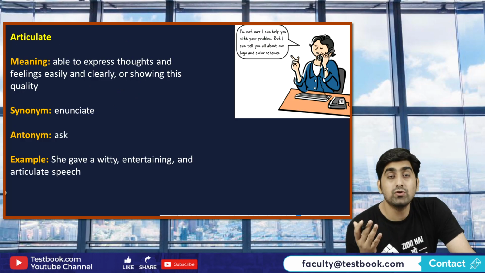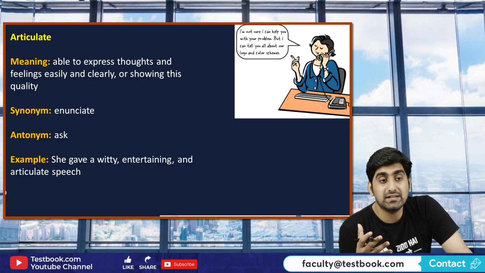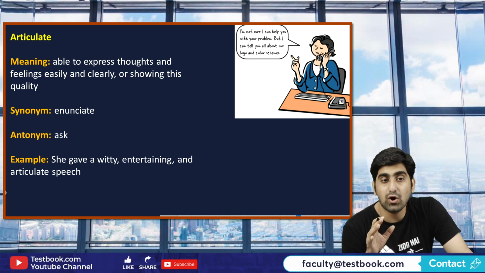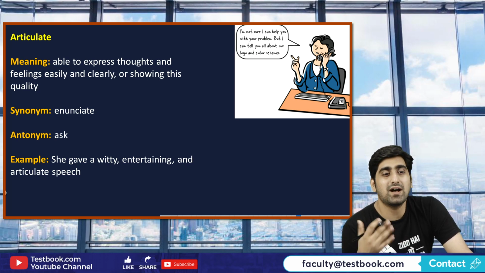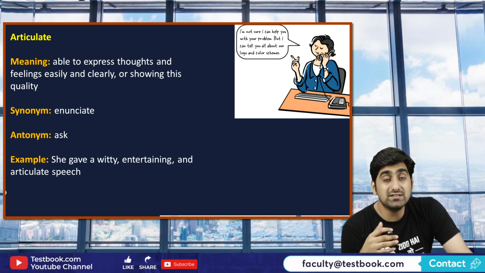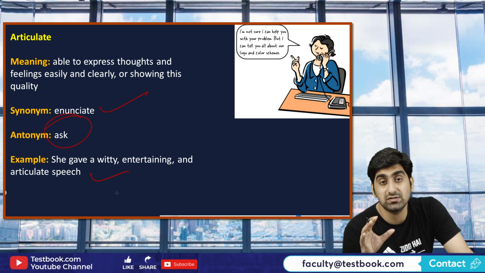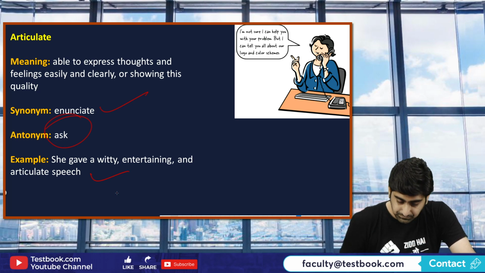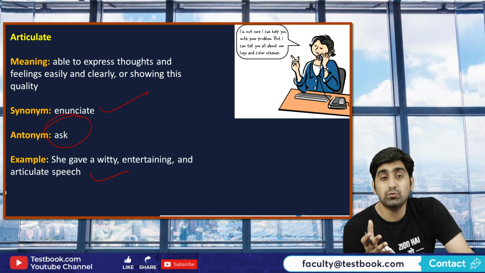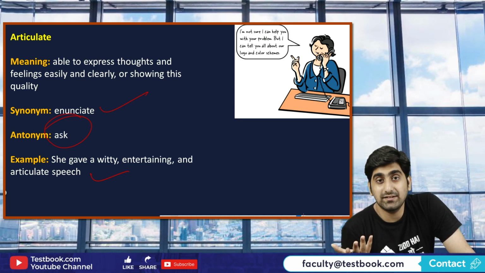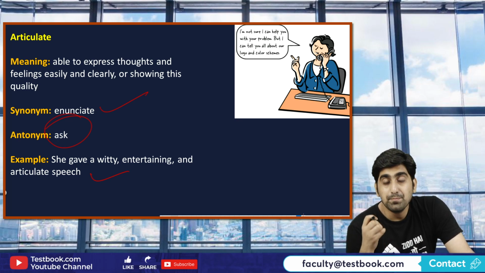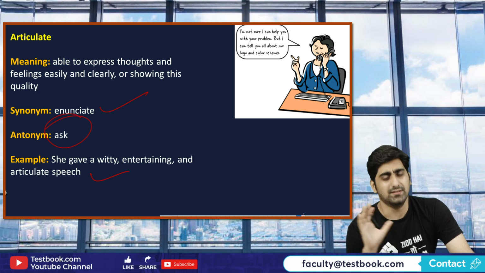Okay, moving on to the next word, that is articulate. Able to express thoughts and feelings easily and clearly, or showing this quality, that is articulate. So enunciate basically is the synonym and ask is the antonym. She gave a witty, entertaining and articulate speech, meaning a clear speech that has an art of speaking. Prime Minister Narendra Modi usually articulates his speeches, meaning he puts his point very easily and clearly.